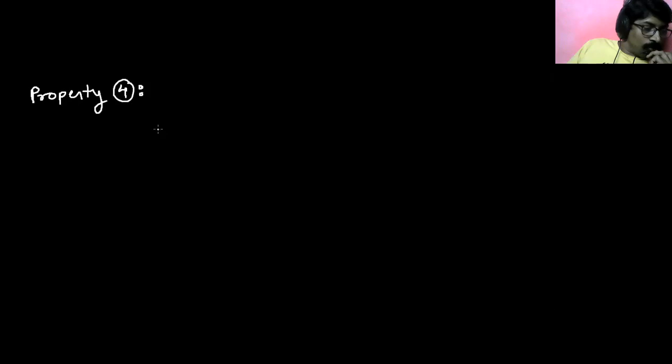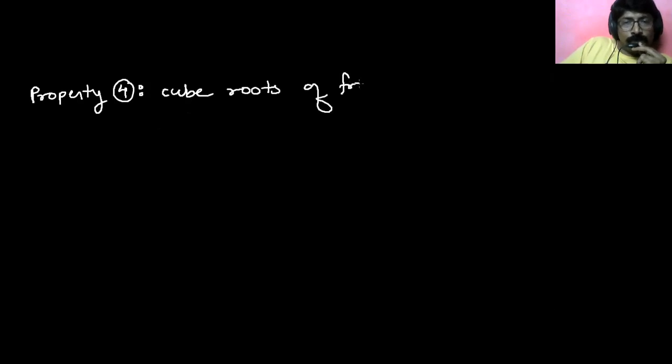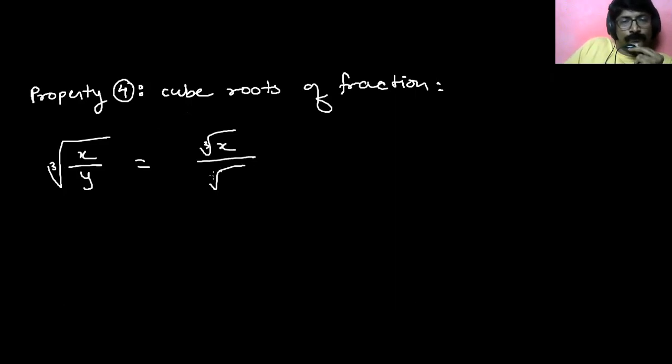And what's property 4? Cube roots of fractions, or you can say divisions also. What do you mean by that? Suppose it is the cube root of x upon y, you can simply do the cube root of x divided by the cube root of y. Just remember that you're supposed to write cube roots everywhere. If you do not write any number over the root, it is considered a square root. So remember, guys, never forget to write 3 in cubes and cube roots.